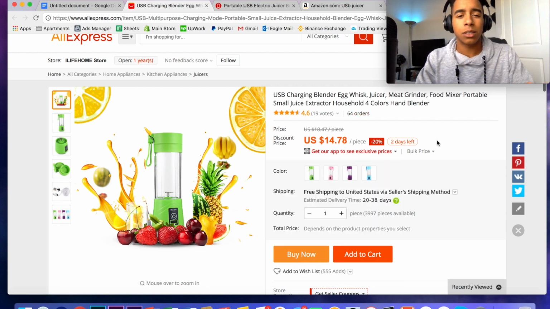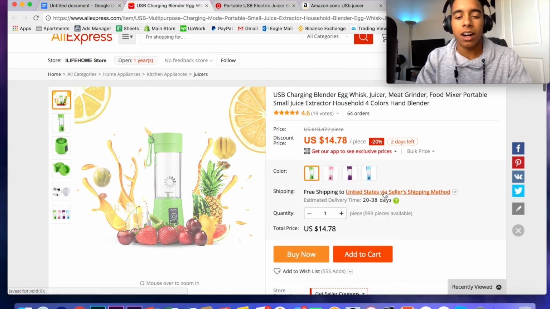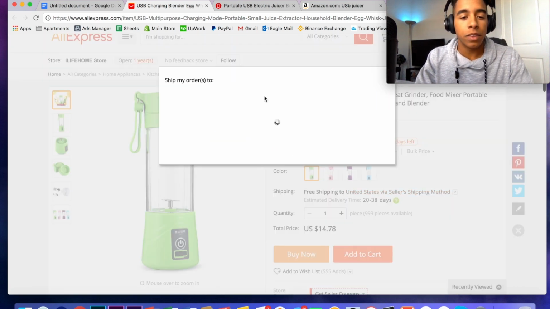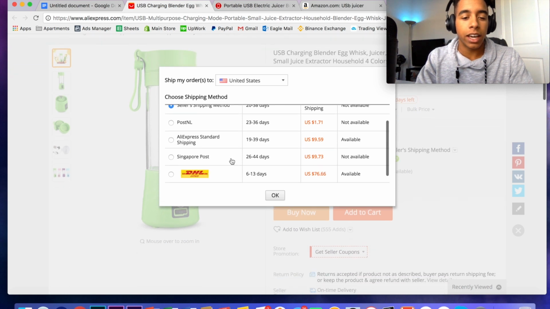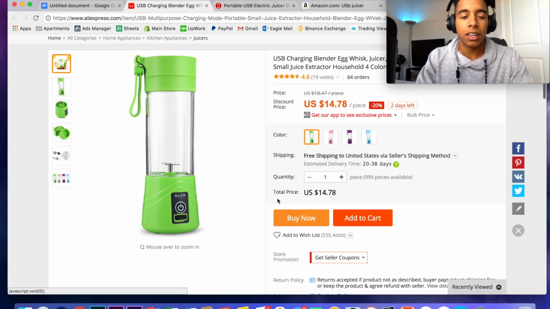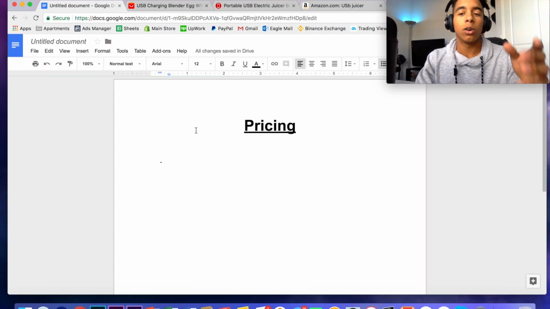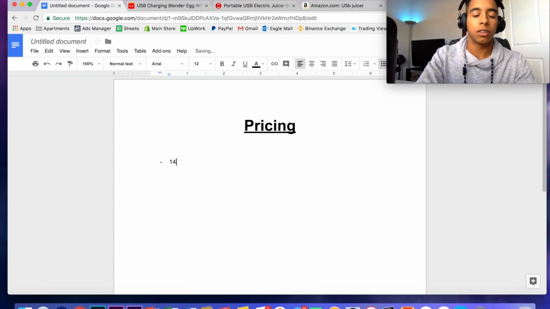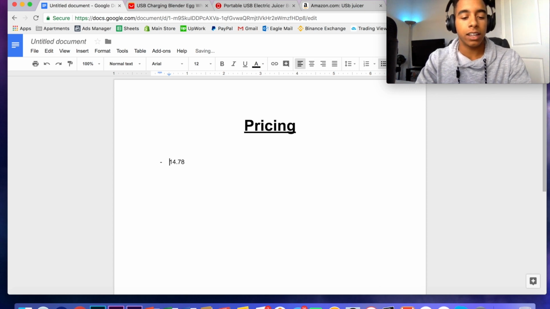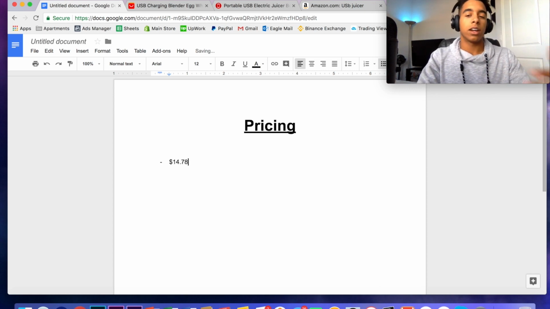I'm sure you guys have seen this product, the USB portable juicer, whatever you want to call it. We're going to pick a color here, and they should... Okay, so they don't have e-package shipping, but we'll work with this shipping method. So as you can see here, the total price to ship a unit to a customer in the selected country is $14.78. So we're going to use that for this example. So $14.78 is your starting price to go off of.